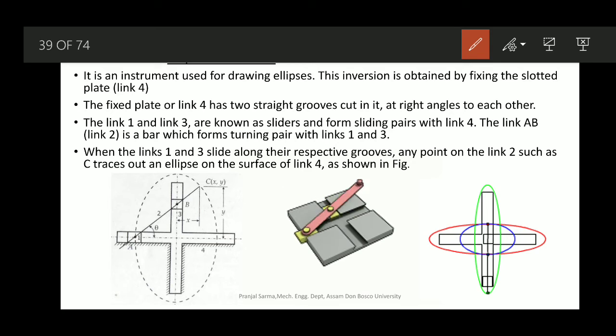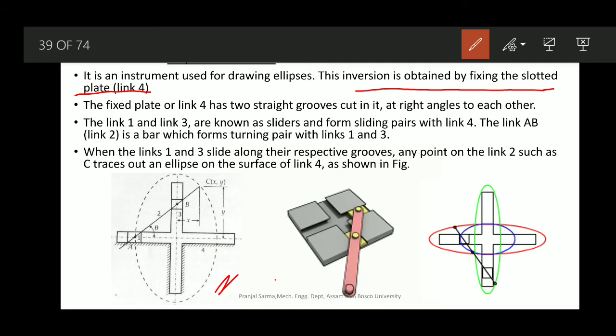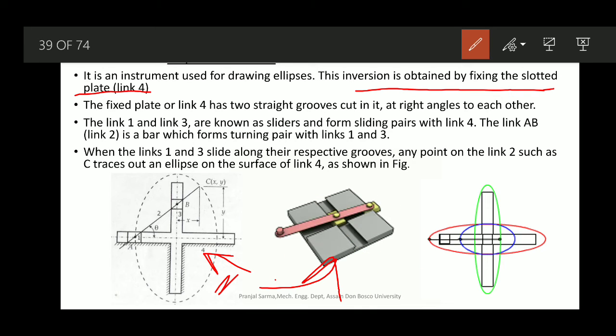Now in this particular case, this inversion is obtained by fixing the slotted plate. Here in this figure, this is the slotted plate, link 4, or you can say in this GIF this is the plate which is being fixed. Now, what is the uniqueness of this slotted plate? It has two straight orthogonal grooves cut on it. Orthogonal means 90 degrees to each other.